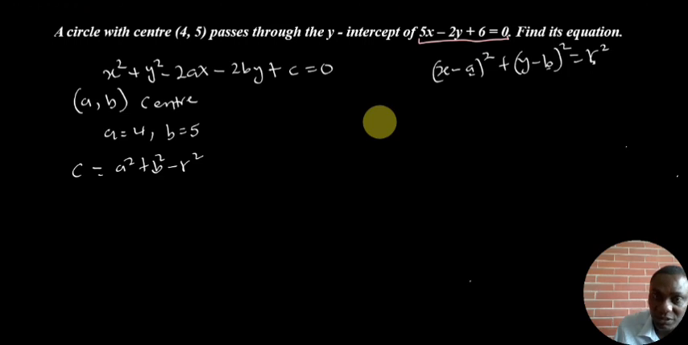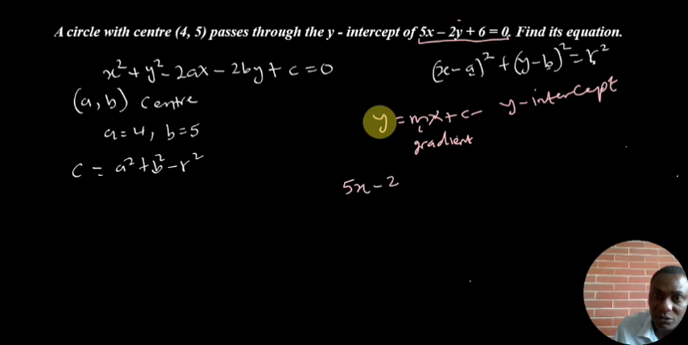Now the general equation of a straight line is given as y is equal to mx plus c, where m is the gradient or slope of the line, and c is the y-intercept. So we can get the y-intercept of this line here by making y the subject of the formula. So we have 5x minus 2y plus 6 is equal to 0.